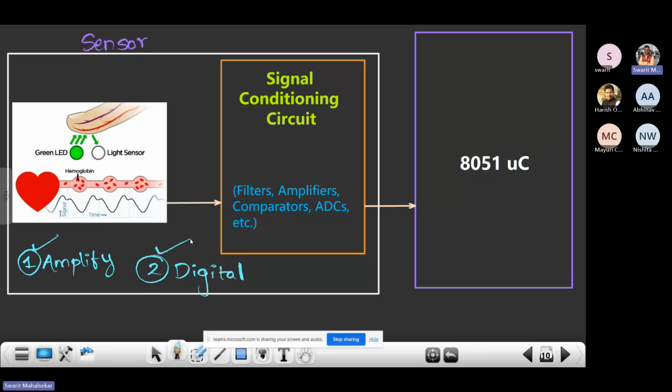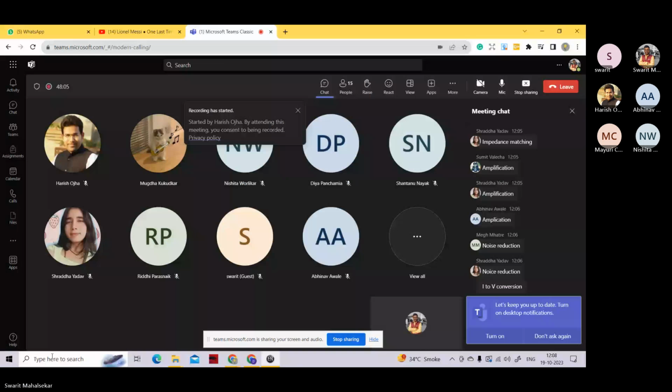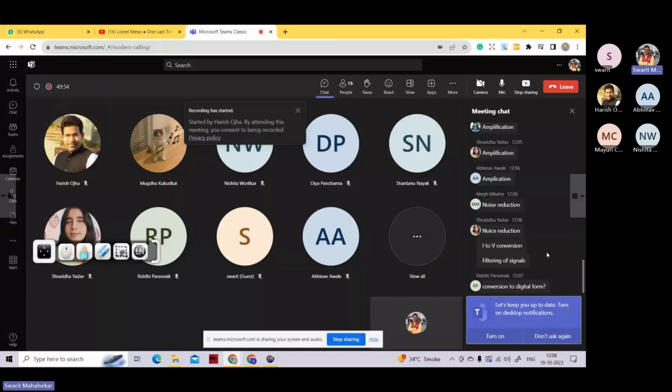Great. So now again, if you see what we are going to monitor over here, whatever signal we get will act as the input to this particular microcontroller, right? So what we need to monitor, let me just show it to you. Any doubts? Yeah, Riddhi gave the correct answer. Conversion to digital form. Yeah, that is right. Great. Okay, so I'll move forward.